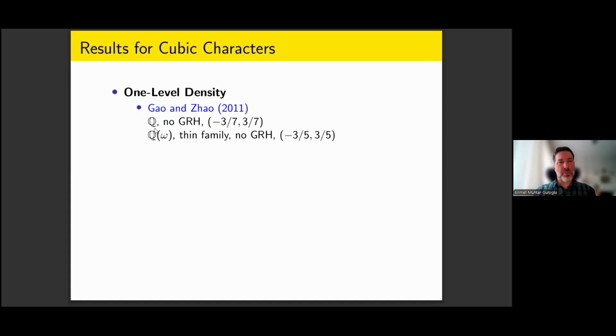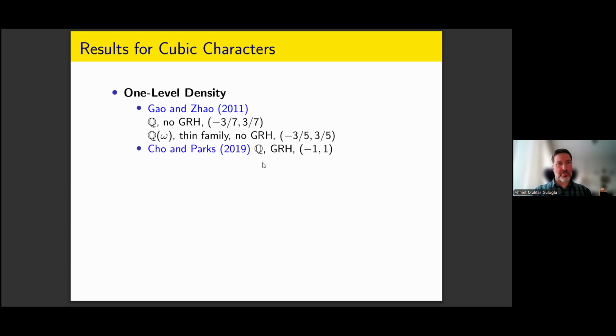And if you look at the cubic characters, there's a whole family of characters, and there's a subfamily which is thin inside that family. So that's why I wrote thin family. And for this family, these results, as you can see, have support within -1 open interval, so that they cannot get a non-vanishing result from this one, unfortunately, as I said. And again, with GRH, they went all the way up to -1, still not enough for a positive proportion.